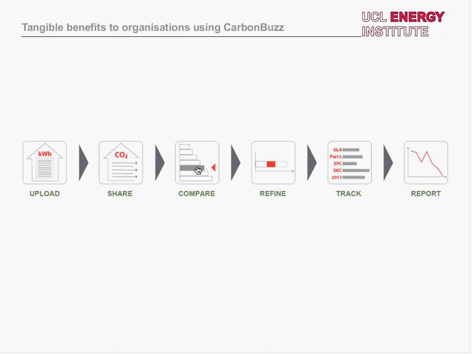Using CarbonBuzz, there are several things that an organization can do. Clearly, you can load data and store it so that it's simply a repository, but you also share that data within your organization and beyond. You can compare that data to other buildings that exist either anonymously or as case studies. Use the platform to refine predictions as you go forward and to track the performance of the building. And you can also use it to generate a series of reports about the portfolio of buildings that you have.